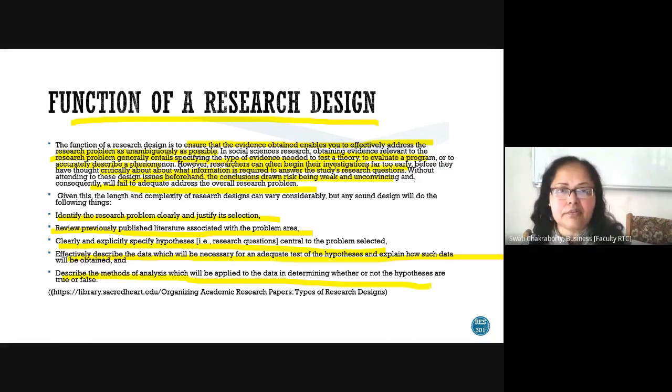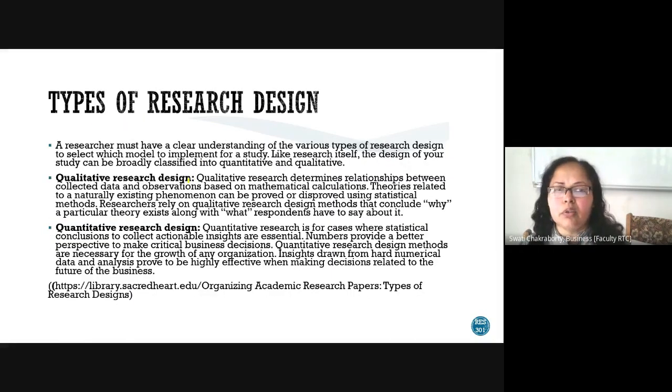Describe the method of analysis which will be applied to the data in determining whether or not your hypothesis is correct or false, right? So broadly, if we talk of the types of research design, it can be broadly classified into quantitative and qualitative. Now, quantitative research design helps in determining the relationships between the data collected and the observations based on mathematical calculations, right?